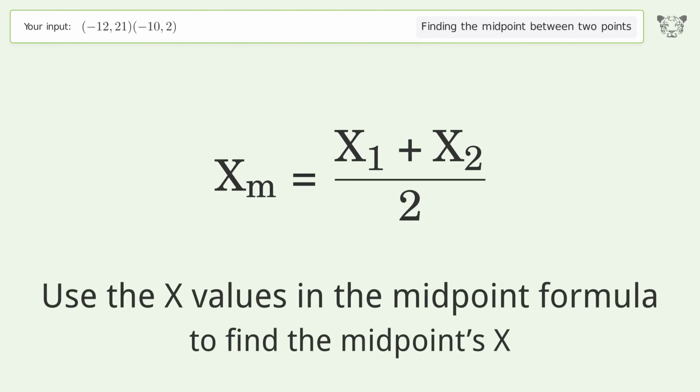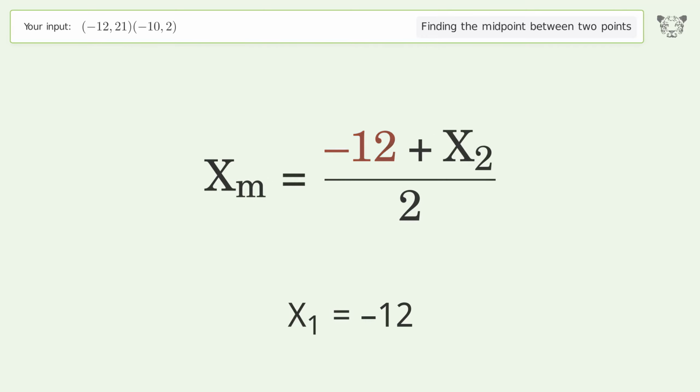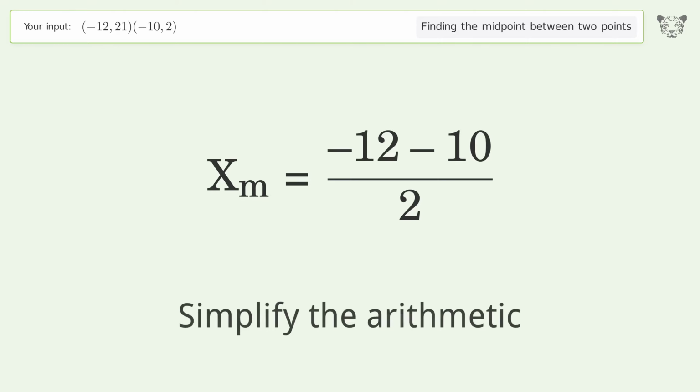Use the x values in the midpoint formula to find the midpoint's x. x1 equals negative 12. x2 equals negative 10. Simplify the arithmetic.